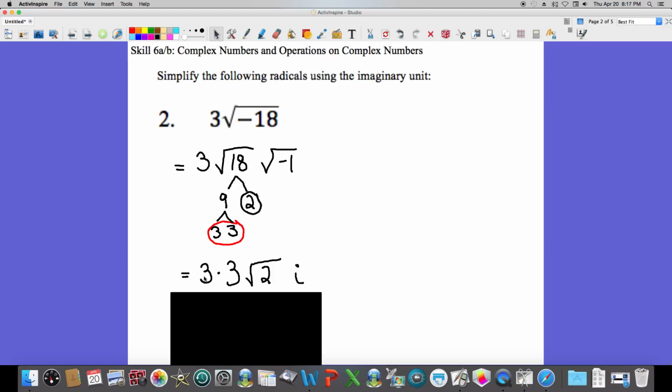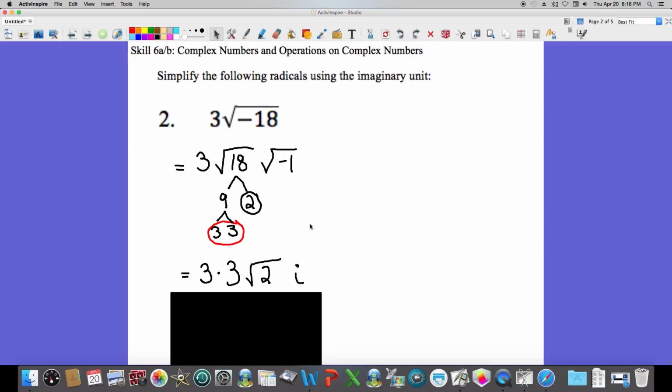Now all I have to do is just 3 times 3 is 9, and I will very seldom ever write the i as the last factor here, because I wouldn't want anyone to not read my handwriting correctly, or even myself. If I accidentally extend this radical too far, where I think that i is underneath there, then I have really complicated that problem quite a bit.